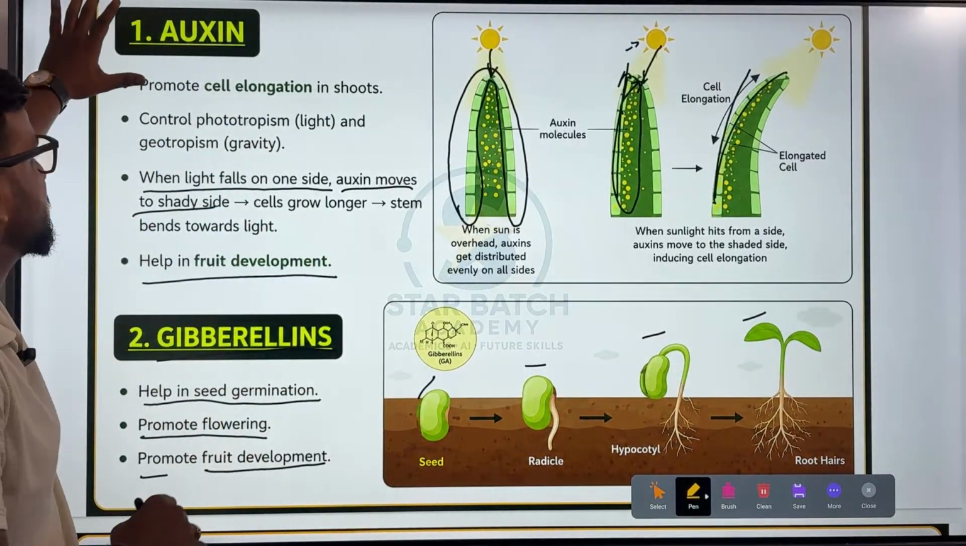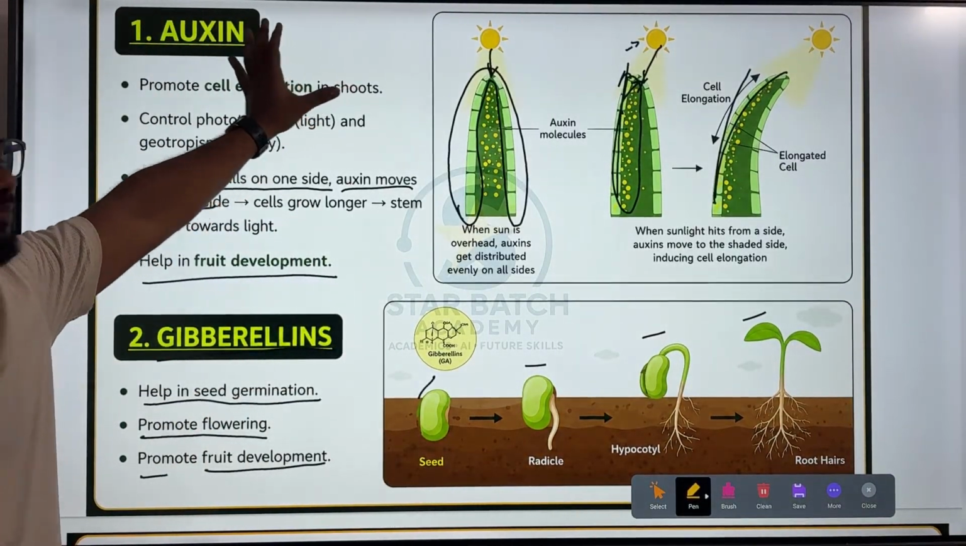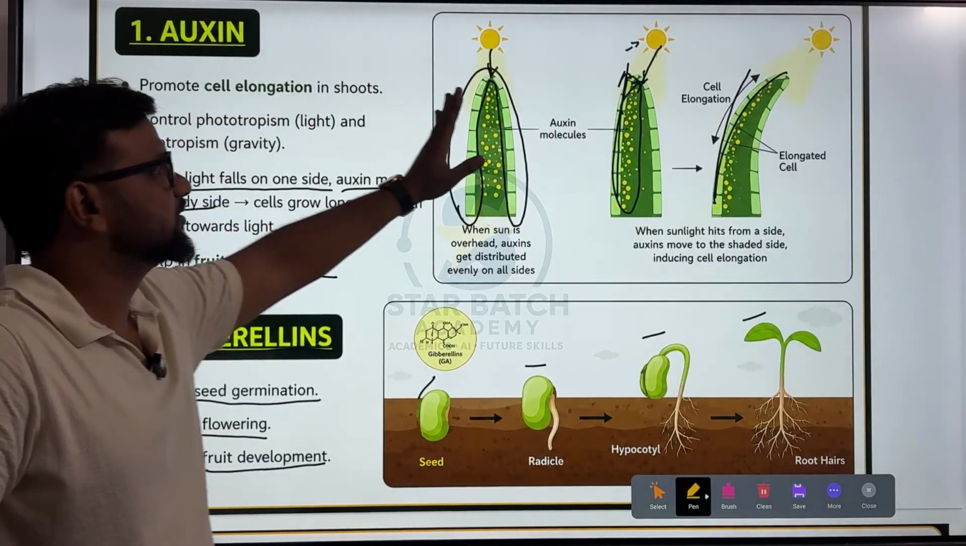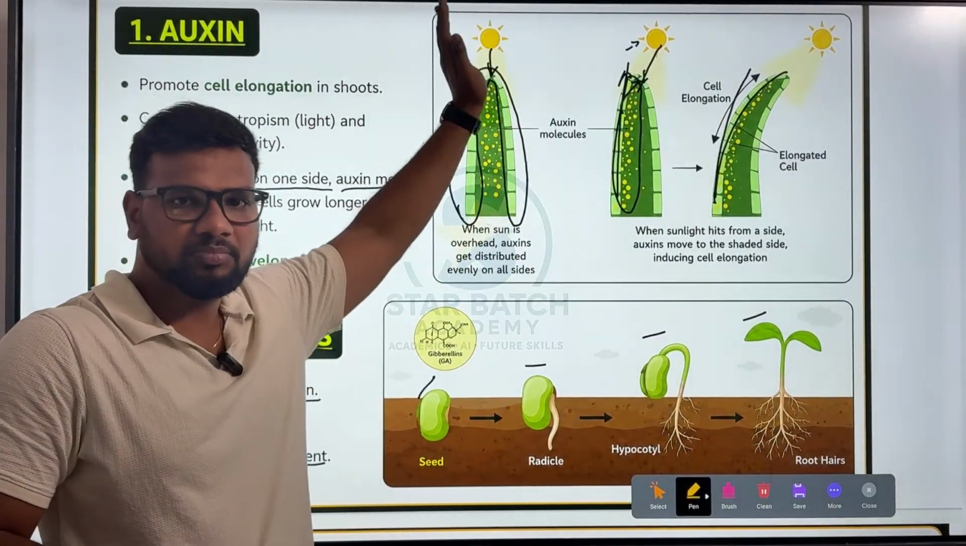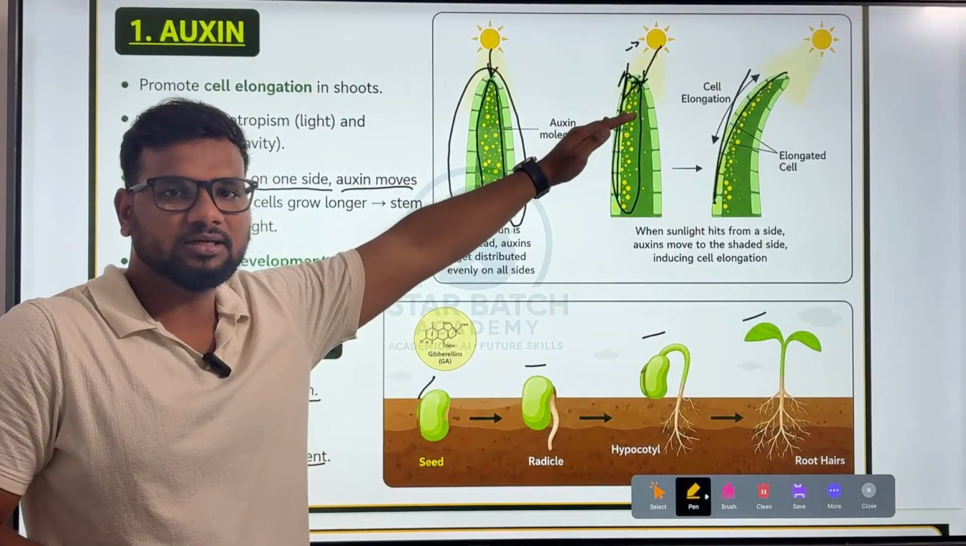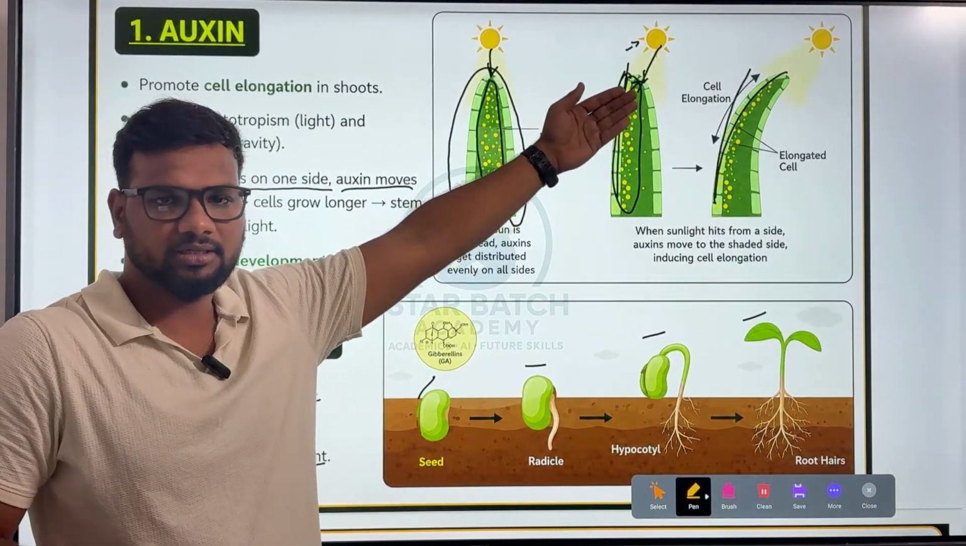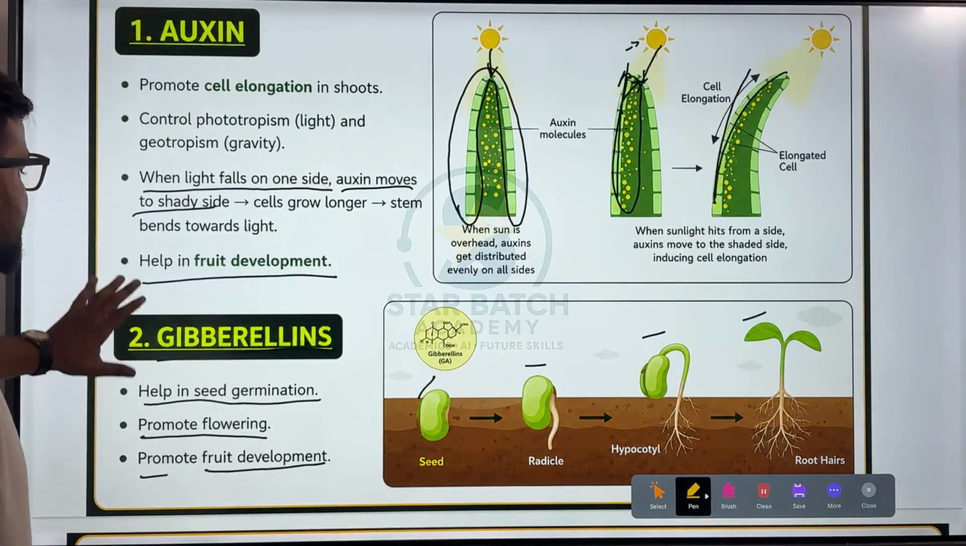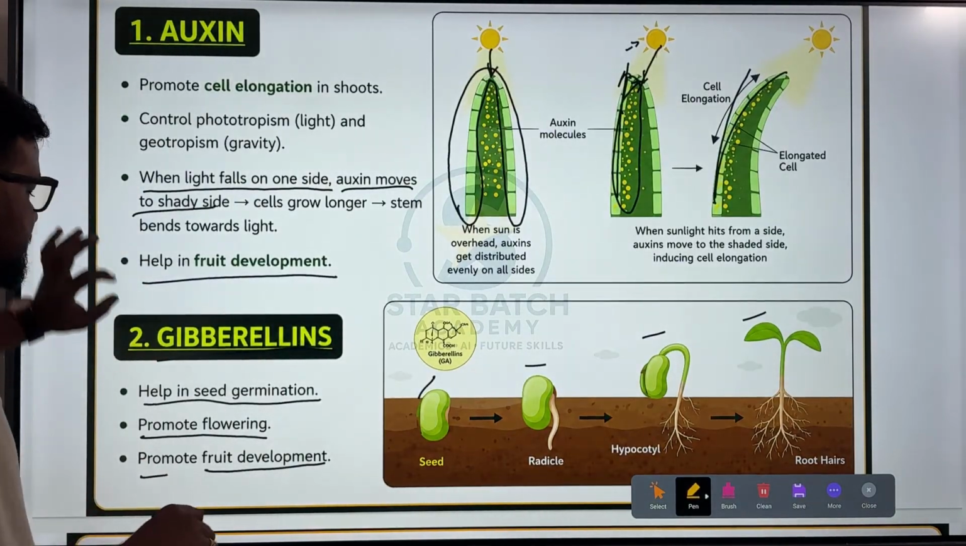The first thing is auxin, what happens there? See, in auxin, elongation plus reacting towards the stimulus. Okay, reacting towards the stimulus. Here gibberellins only help in seed germination.